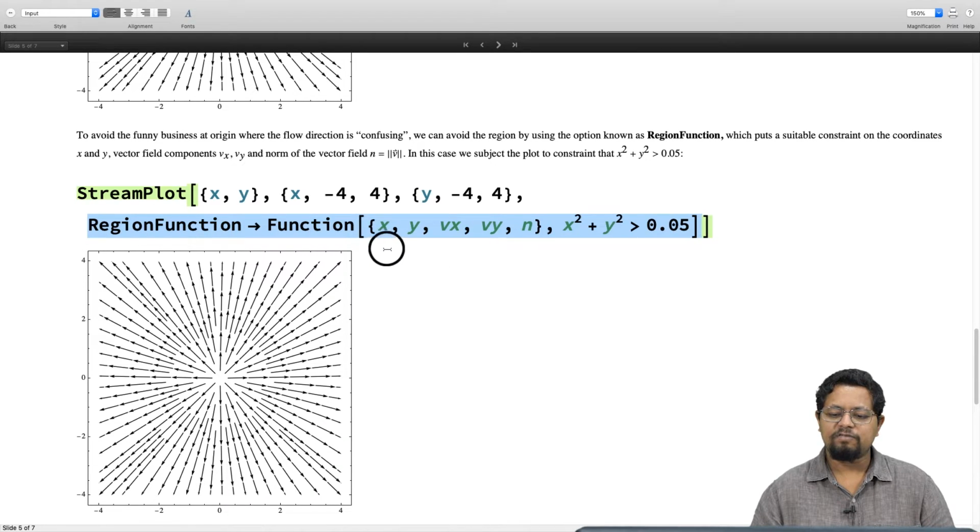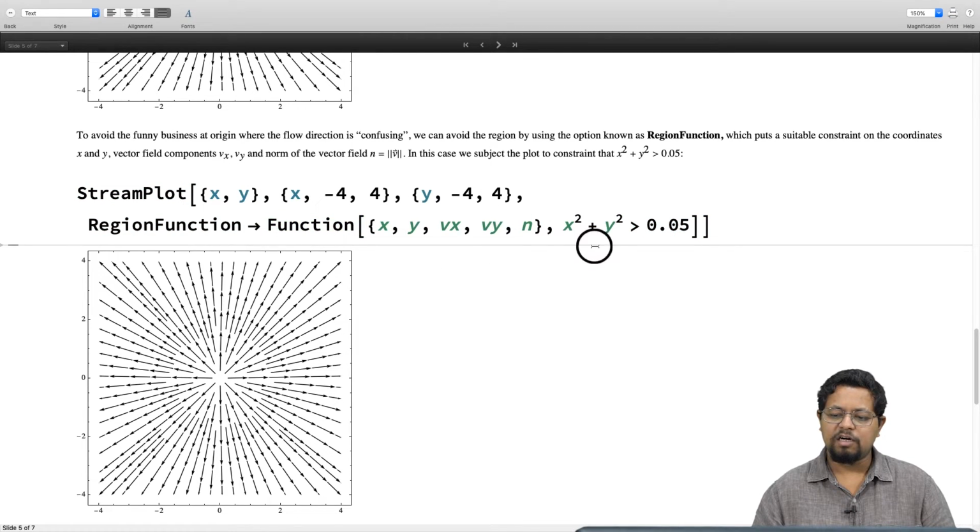In this case, you define the region function as a function which has 5 arguments: x, y, the x component of the vector field, the y component of the vector field, and the norm of the vector field, and then you specify a condition on these 5 components. So in this case, I have given a condition that x square plus y square is greater than 0.05.